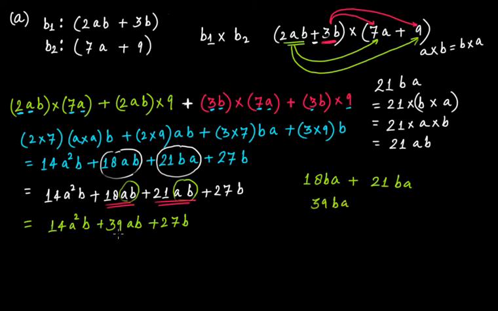Here you have 39ab, here you have 39ba. Both these two are actually the same, because both mean 39 multiplied by a multiplied by b, and this means 39 multiplied by b multiplied by a. It doesn't matter which term you convert, you are ultimately going to get the same answer. Okay, so in this case your answer is this.